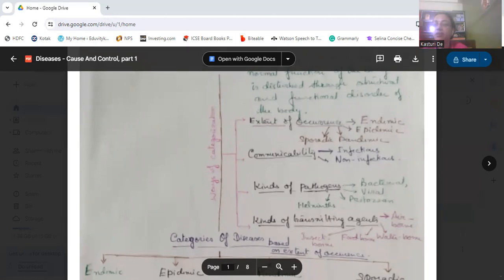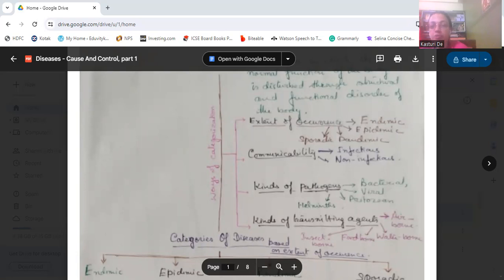Communicability is whether it is infectious or not. Kinds of pathogen means by which germs the diseases are caused. Maybe bacterial, maybe viral, maybe protozoan, or it may be caused by helminths or worms. Then kinds of transmitting agents means how they are transmitted and spread. According to that, the diseases are also categorized, like airborne, waterborne, foodborne, or insectborne.